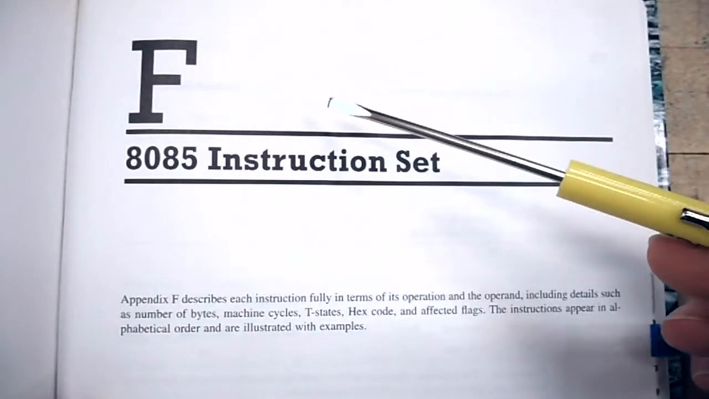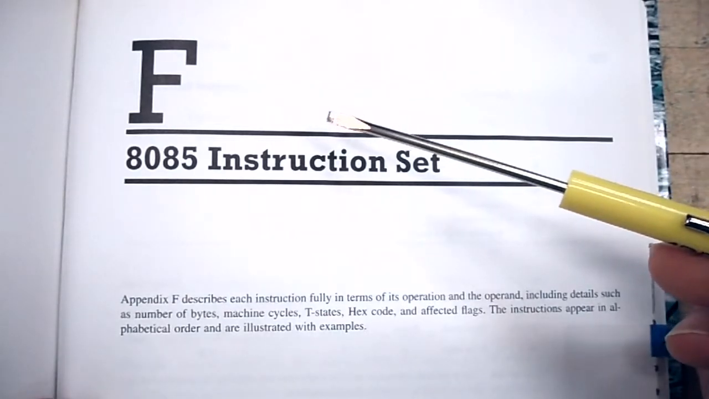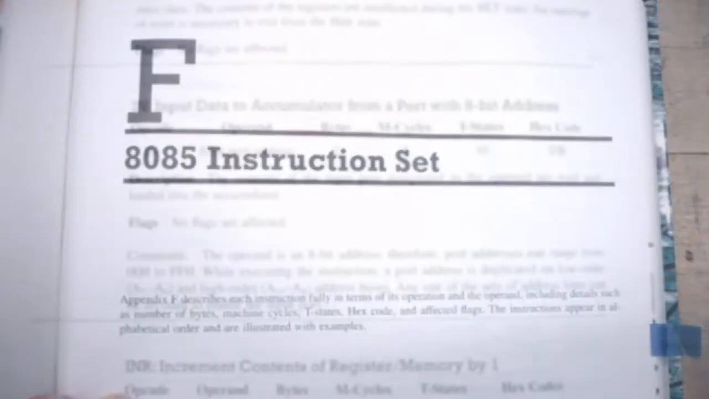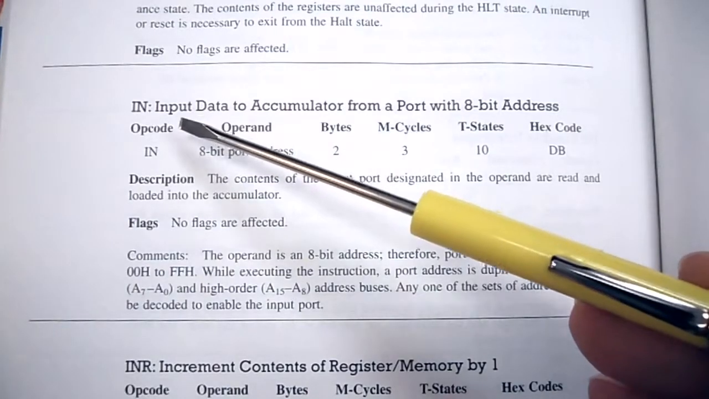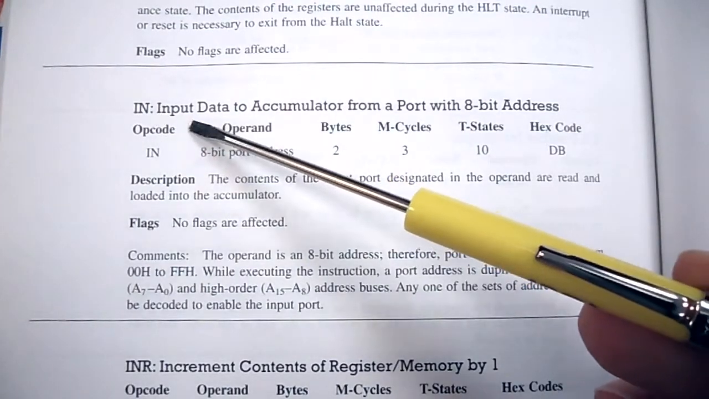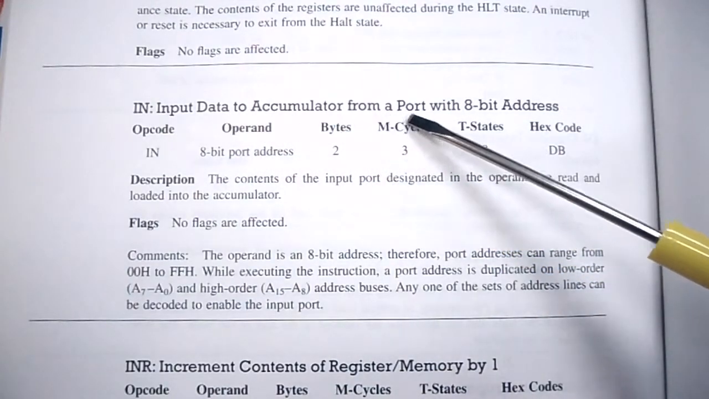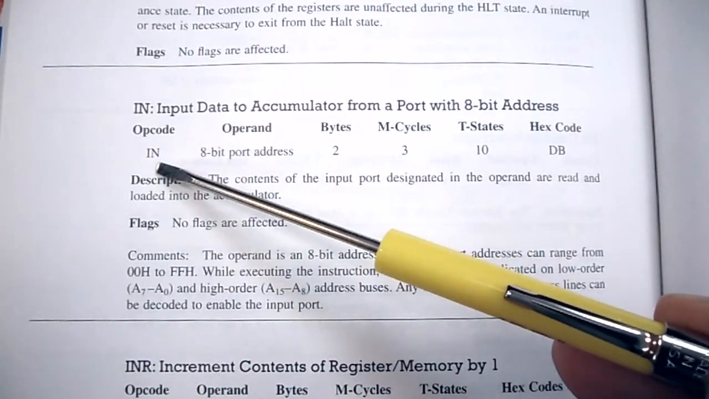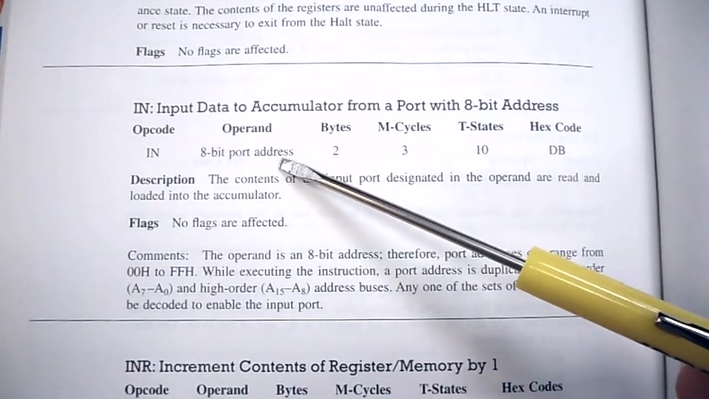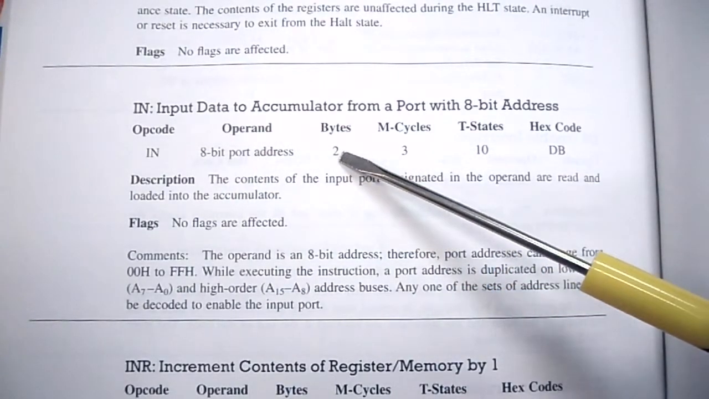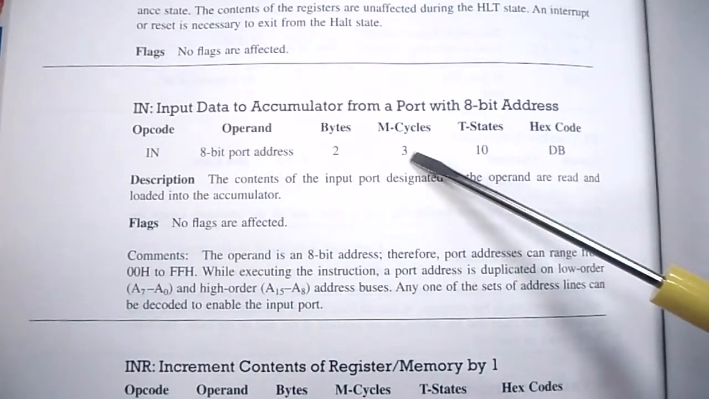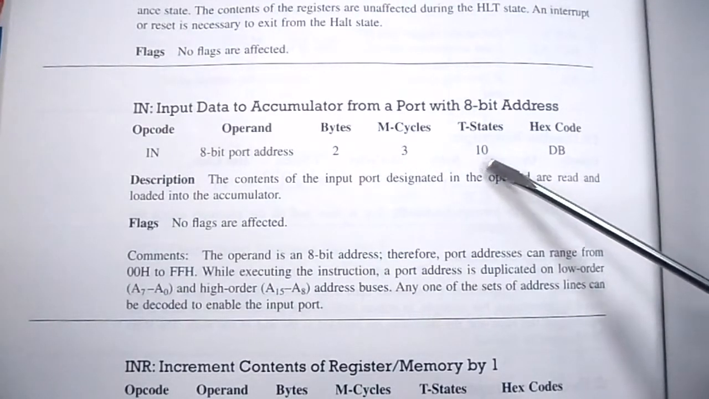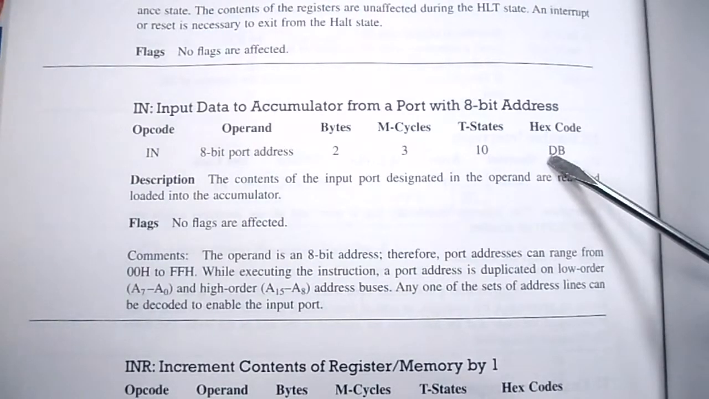Now Appendix F in your textbook, that's somewhere around page 737, they give you the 8085 instruction set. So you can see on page 752 they have the IN instruction, which is to input data to the accumulator from a port with an 8-bit address. So the opcode for it is IN, and we have an 8-bit port address. So this is a 2 byte instruction. It takes 3 machine cycles and uses 10 T states. The hex code for the IN instruction is DB.